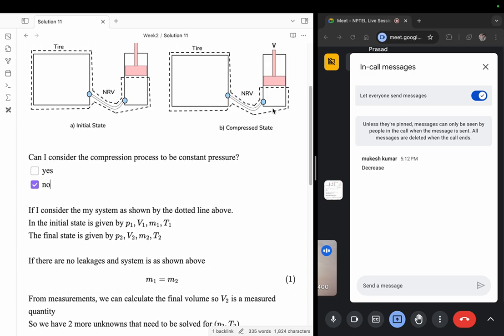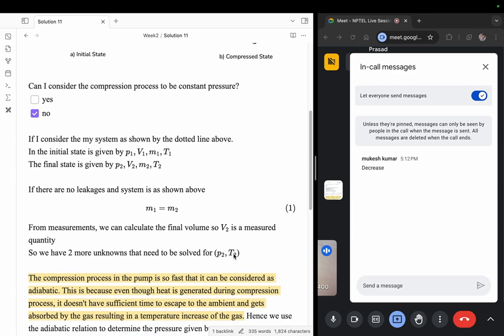In this case, we can measure what is the final volume. We can assume that the tire volume is constant. If the tire volume is constant, all we need to know is the only two unknowns. So I know the final volume, I know what is the total mass M2. I just have two unknowns, pressure and temperature.